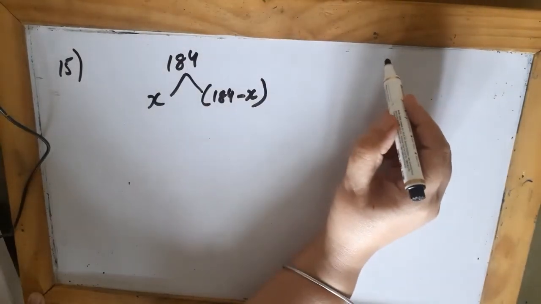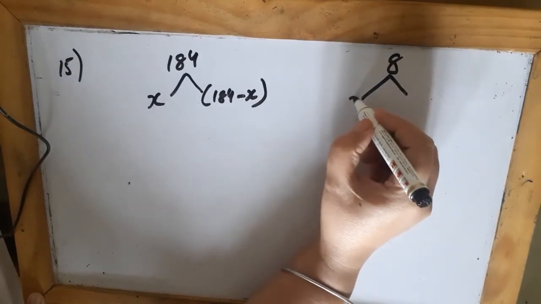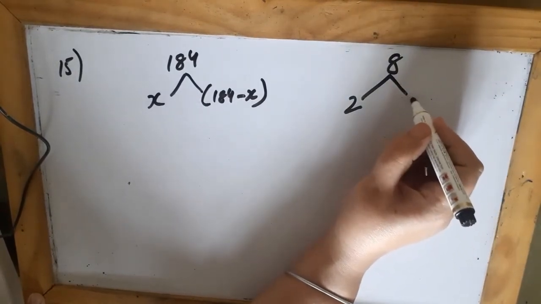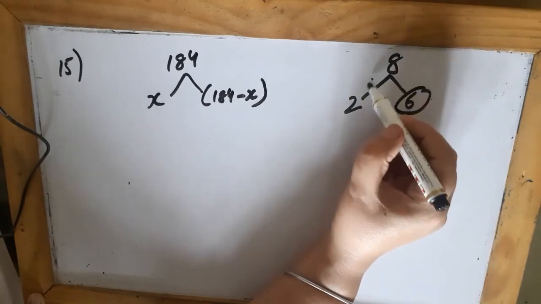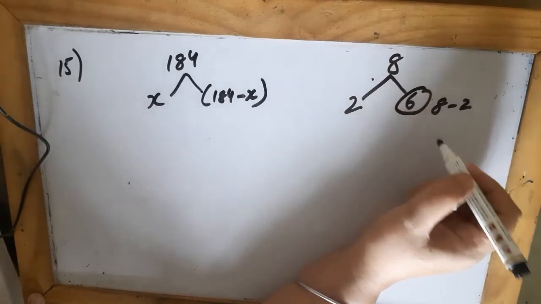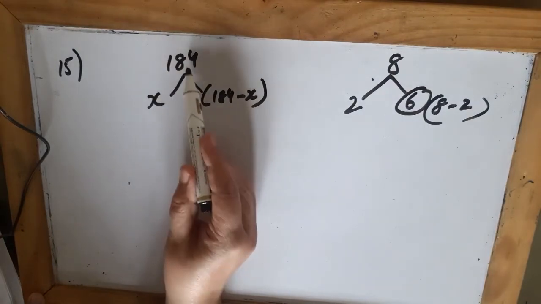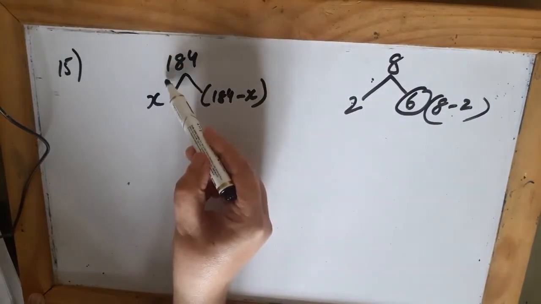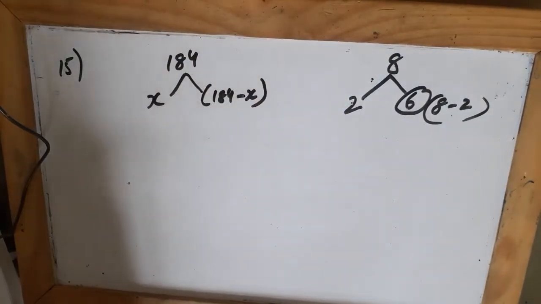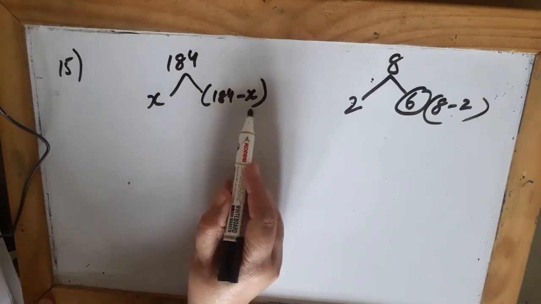Now if I give you one example, suppose I take a number 8 and I divide this into 2 parts. Suppose one part is 2. What will be the other part? It will be 6. 2 plus 6 will be 8. And how can I get 6? By 8 minus 2. So in the same way, one part I have taken x. Now what will be the other part? It will be 184 minus x. So this is how I will divide this 184 into 2 parts. Let one part be x and the second part be 184 minus x.